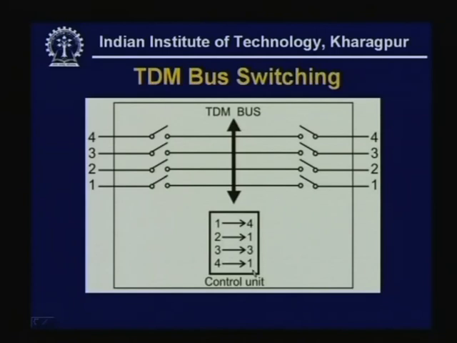So, it is essentially some kind of time division multiplexing that is being performed, but it is done in a different way. From a high speed bus, with the help of the control unit, the reading takes place at different times. At different times it is coming from here 1, 2, 3, 4, and at different times it is being read by 1, 2, 3, 4 in a different sequence. This is how the TDM bus switching occurs.